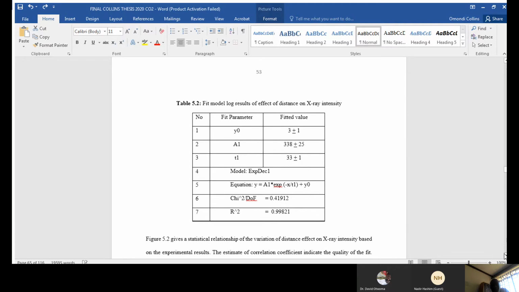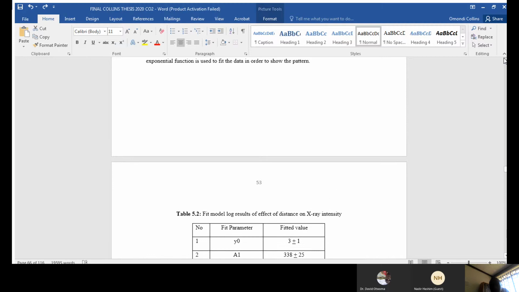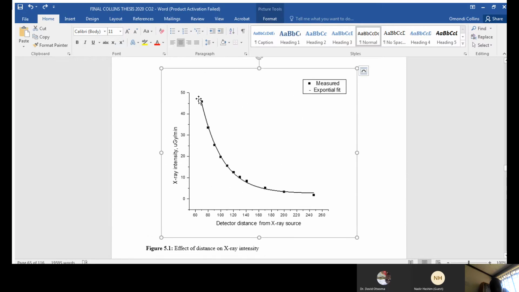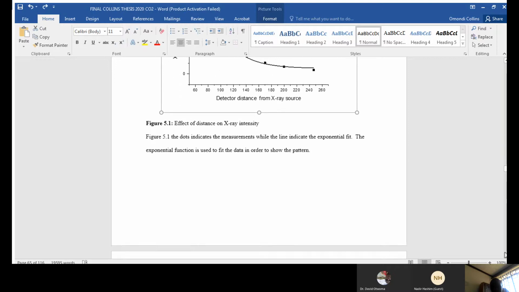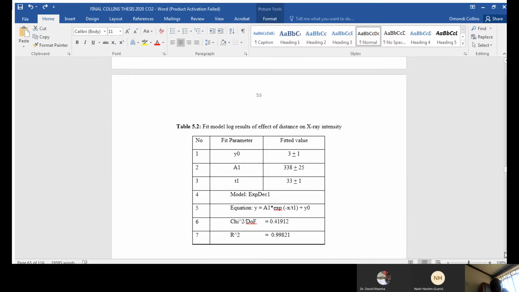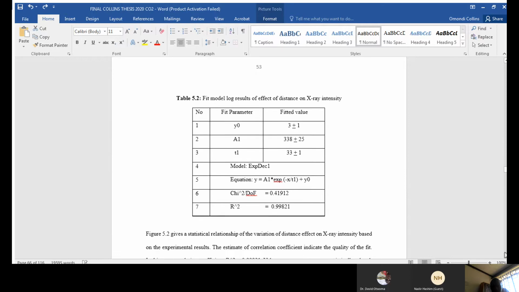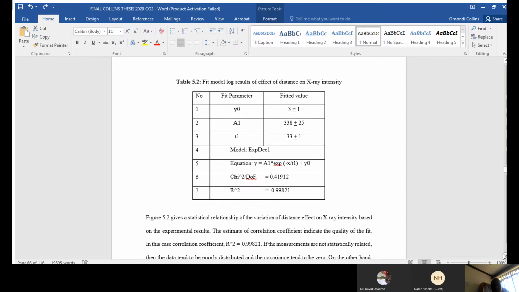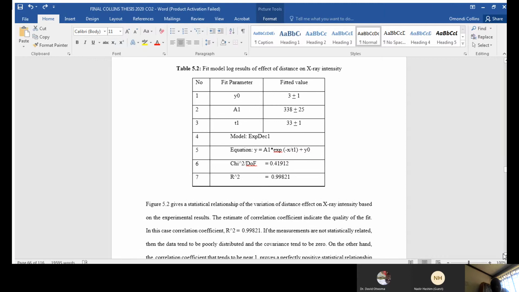So this is a new diagram, the fit parameter. These are the measured readings, then they are fitted using Origin Pro, and these are the results. So the model and the equation. Then I discuss the parameters.